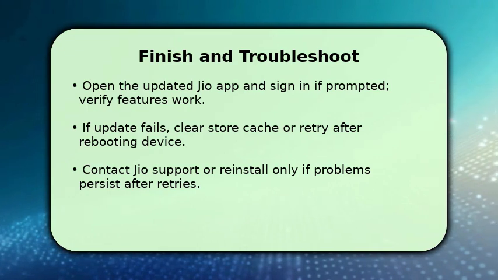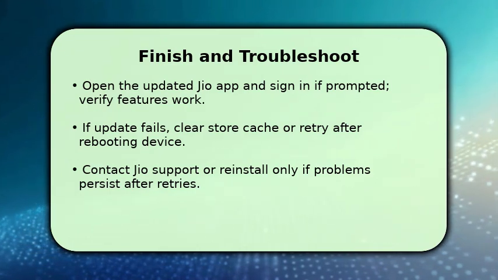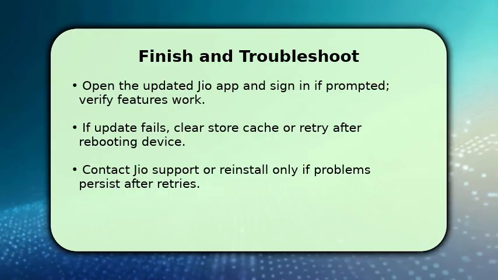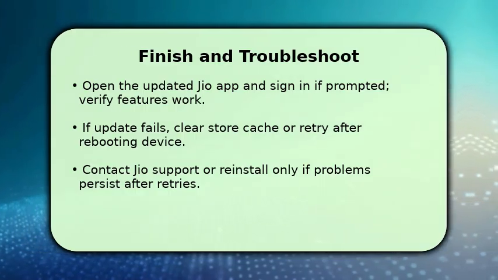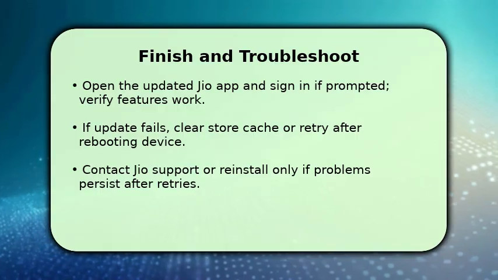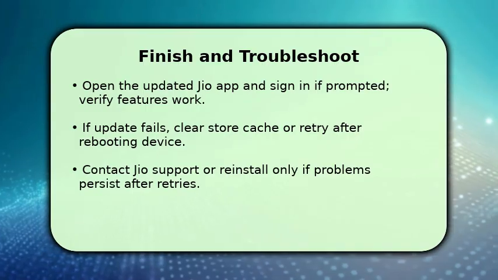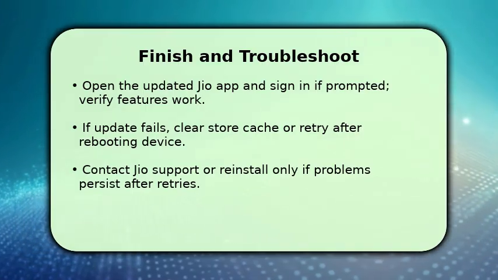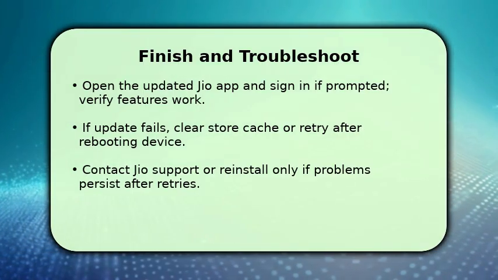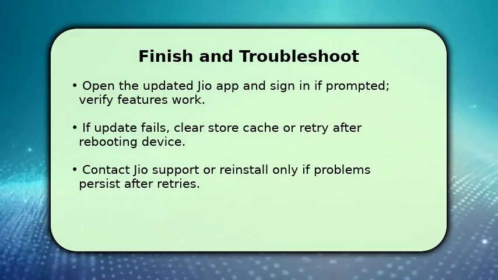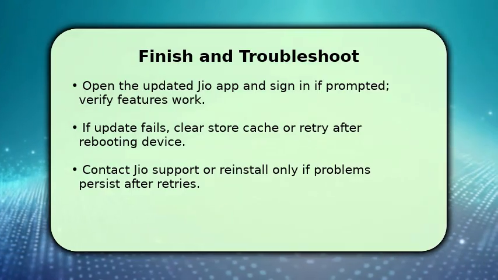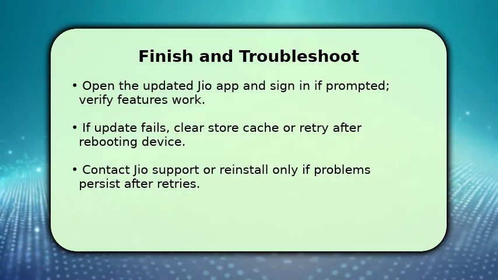Verify critical features like my account, recharge, or streaming load correctly. If something looks off, force close and reopen the app because cached data can block new components. If the update failed, clear the store cache or app cache via settings, reboot the device, and retry the update. As a last resort, uninstall and reinstall the Geo app or contact Geo support. This sequence fixes most issues.